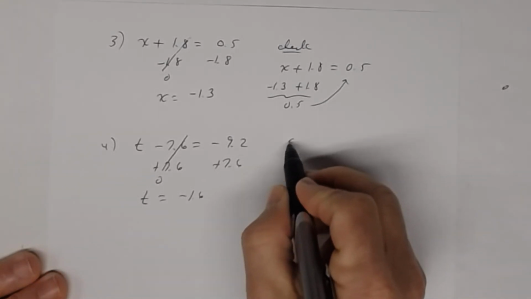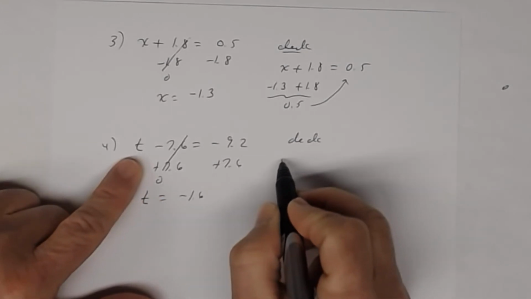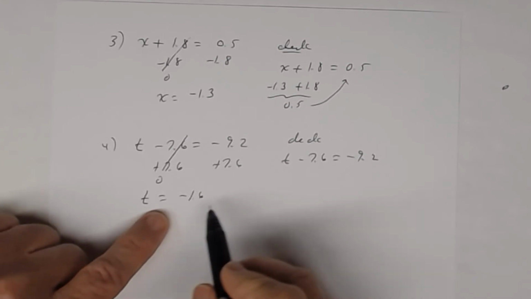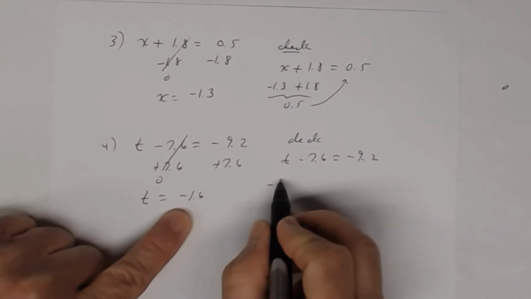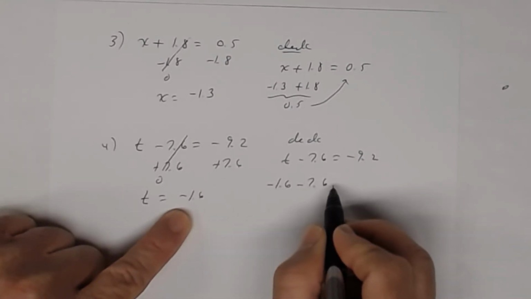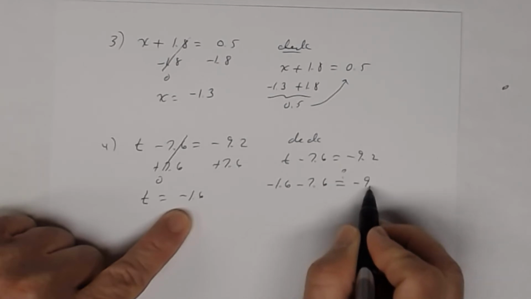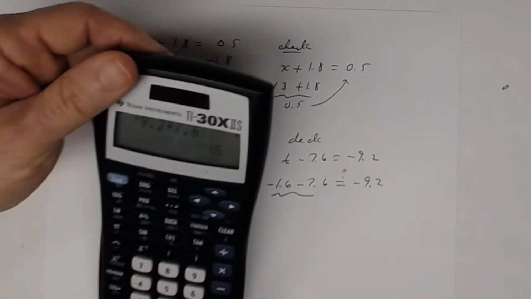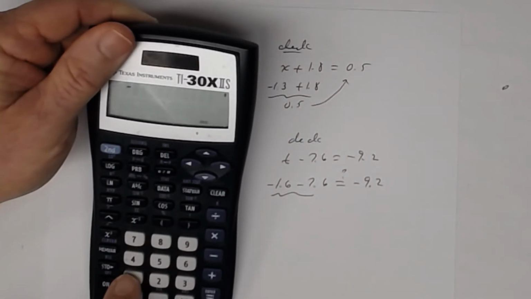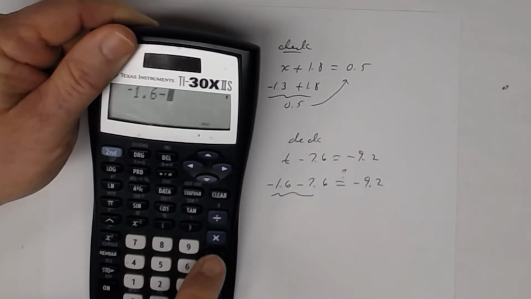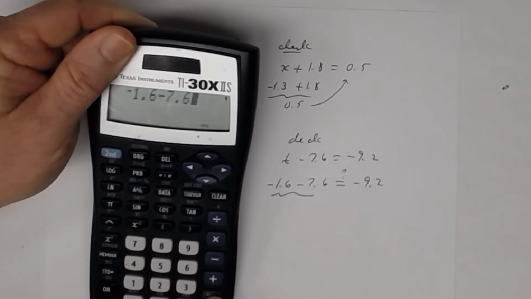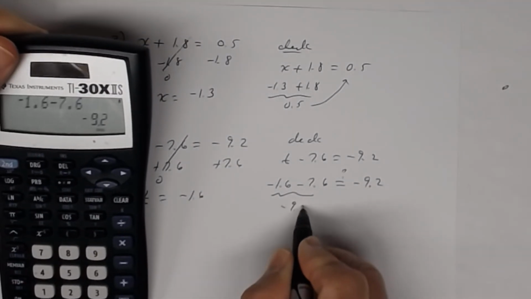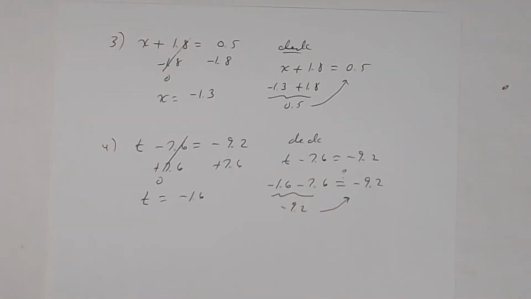And if you want to check, you can check this. Always go back to the original problem, okay? And in place of t, you're going to substitute negative 1.6. I have negative 1.6 minus 7.6, and I want to see if that's going to equal negative 9.2. Use your calculator. Negative 1.6 minus 7.6 equals negative 9.2. Okay? And so this is correct. All right, so that was number 4.